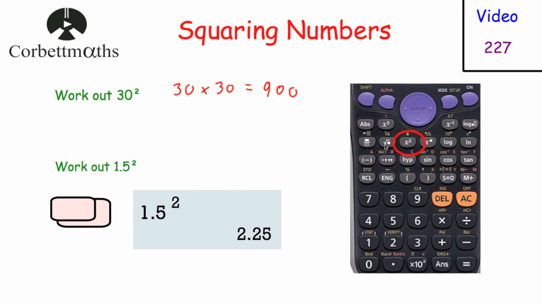So to square a number on a calculator, make sure you're familiar with this button here. You could try it out on 7 squared equals, and you should get 49, and so on. So squaring a number, you just multiply that number by itself.